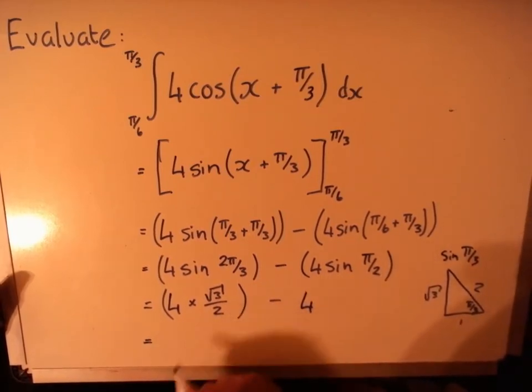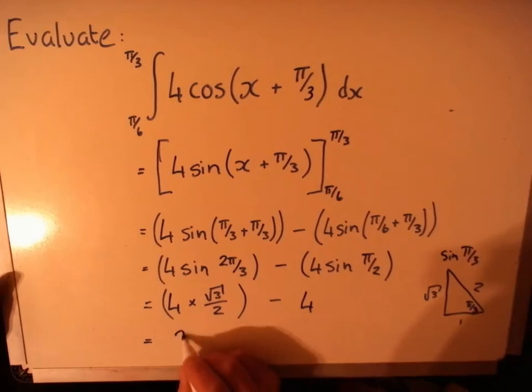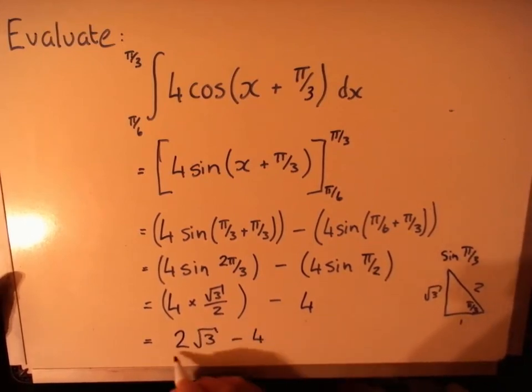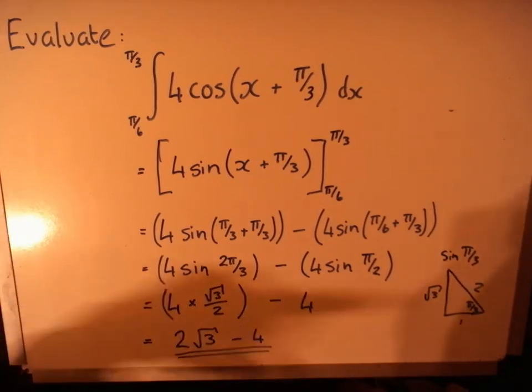And then I can simply evaluate this. This is 4 times root 3 over 2, and dividing by 2 is the same as multiplying by 2 here, so this will give me 2 root 3 minus 4. I'm just going to leave it as an exact value, not going to bother going to my calculator. So that's how we deal with these trig functions as definite integrals.